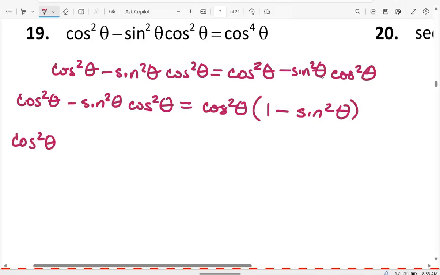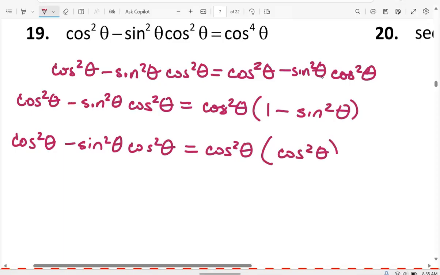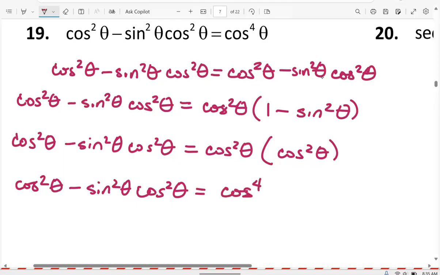In our next step, I'm going to leave the left side of the equation alone. And on the right side, I'm going to use the Pythagorean identity to replace 1 minus sine squared of theta with cosine squared of theta. And on the right, cosine squared of theta times cosine squared of theta is the cosine to the 4th power of theta. And now we've proven what we need to and are done with this one.